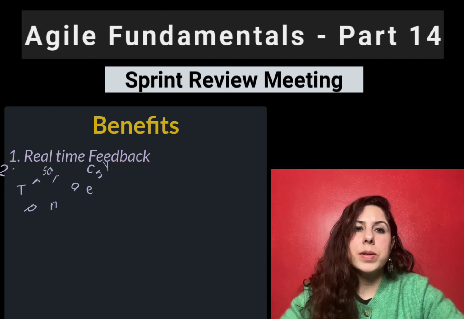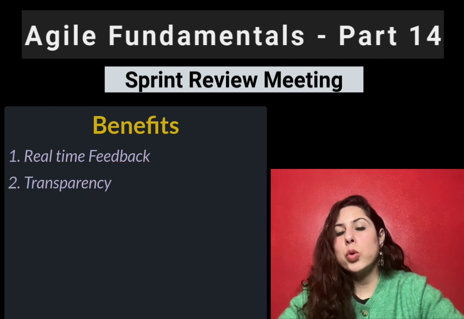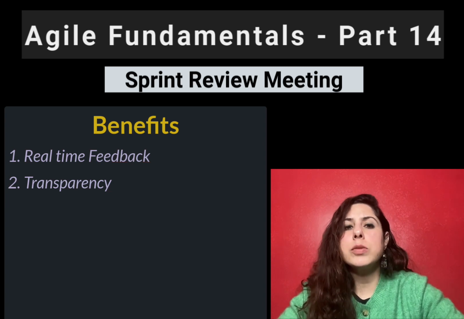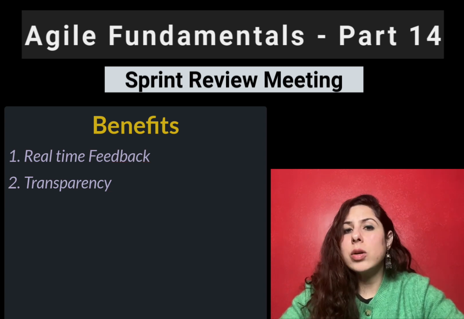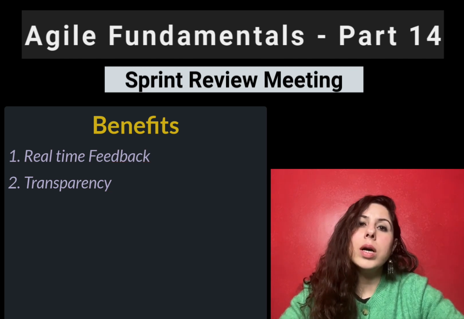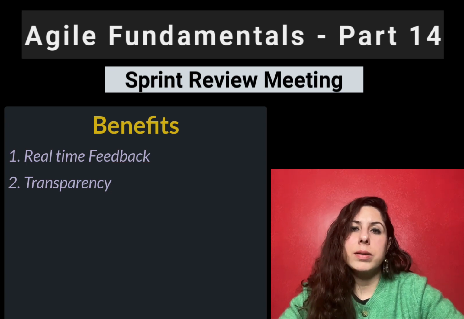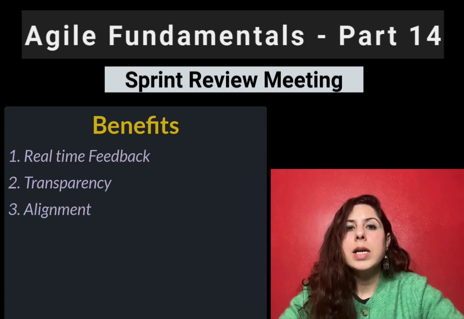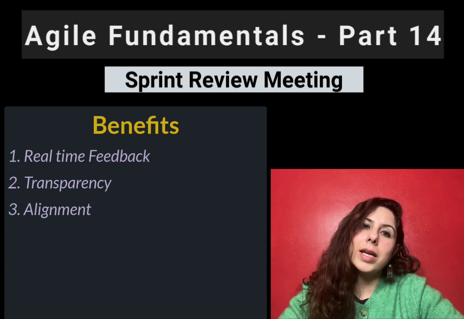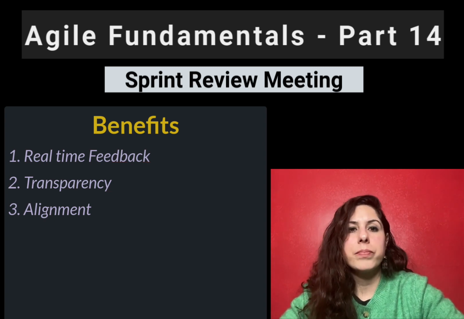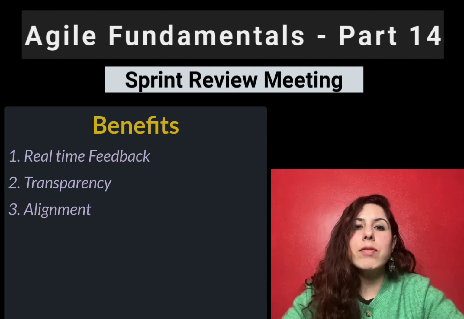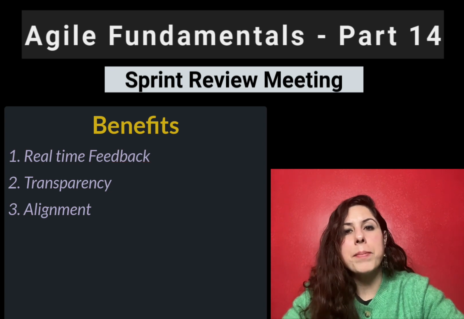Second, transparency. These meetings promote transparency by showcasing what has been accomplished during the sprint. It allows the stakeholders to see the progress made and understand how their input is being incorporated. Third, alignment. Sprint reviews ensure that the team and the stakeholders are aligned on the product's direction. By discussing what has been done and what's planned next, everyone stays on the same page.